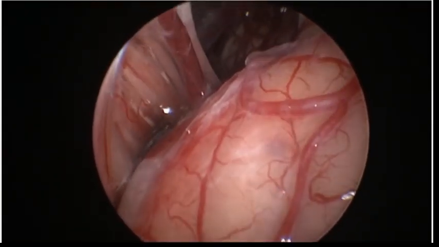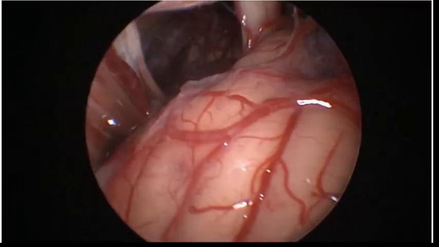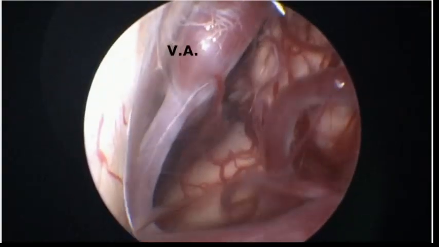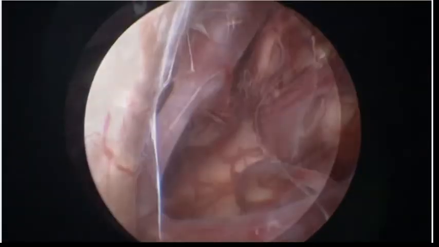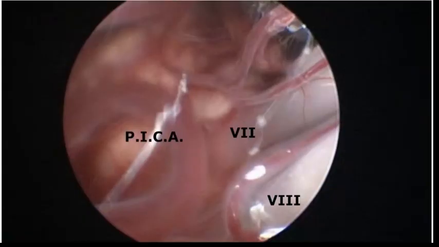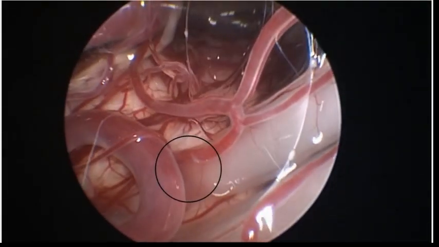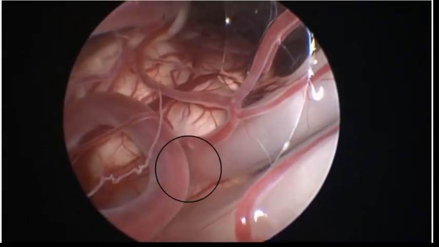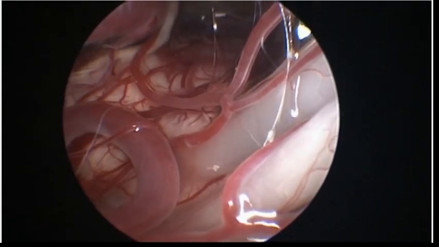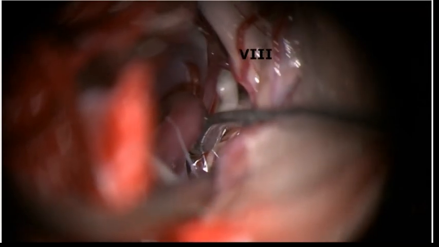At this point, the view through the microscope is limited by the linear axis of view. The additional use of the operative endoscope with 45-degree optics allows an optimal identification of all nerves, the surrounding vessels, and the relevant compression sites. In the area of compression, a groove in the facial nerve is often detected as a sign of chronic damage and structural remodeling process.